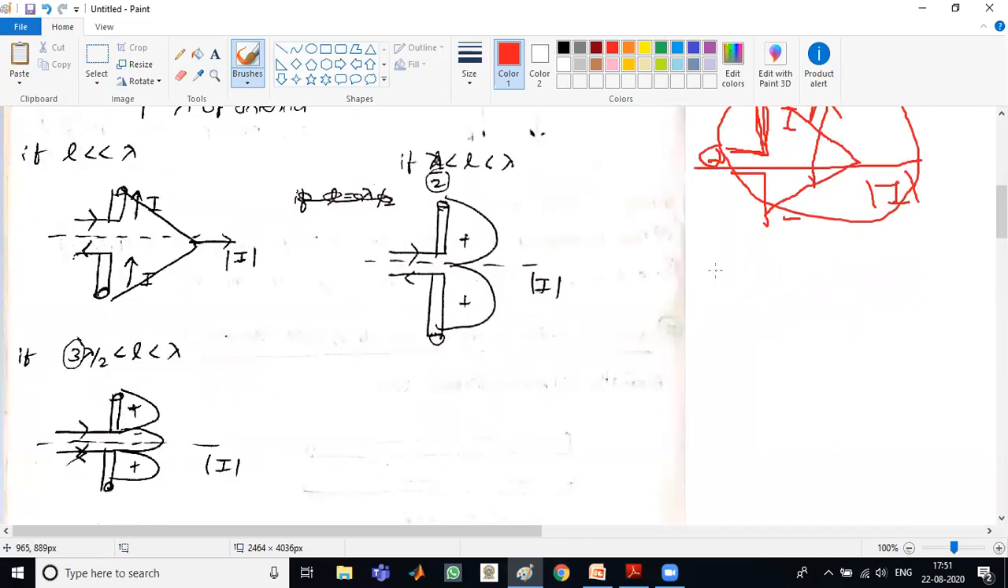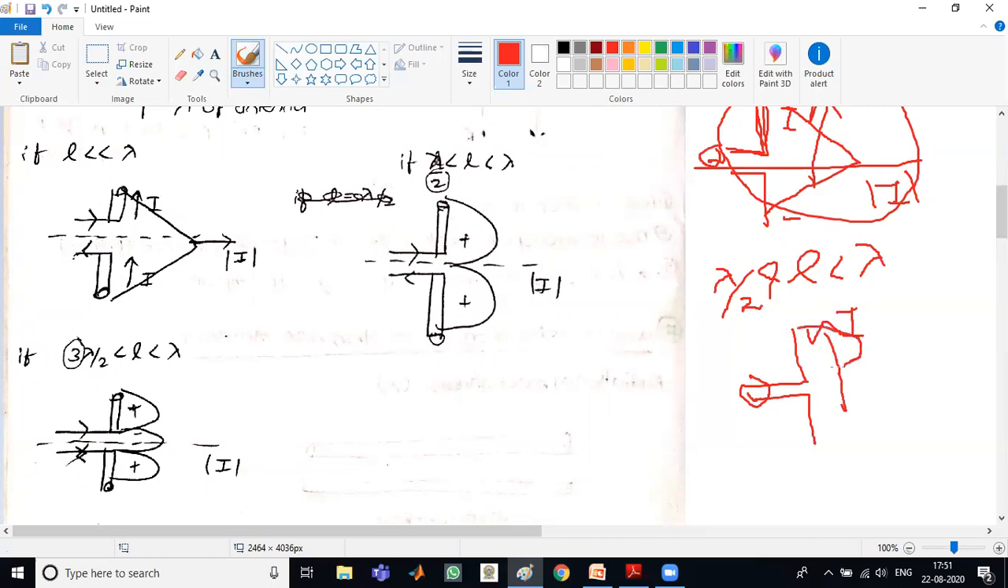If the length of the antenna is between lambda by 2 and lambda, then we apply the source, the current flows in this direction, and the current distribution is in this direction with a magnitude of I. And this is positive and this is negative.